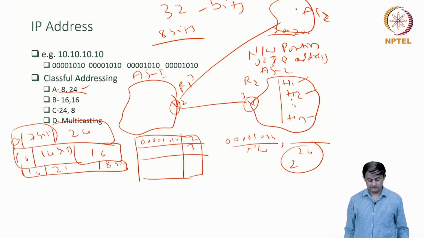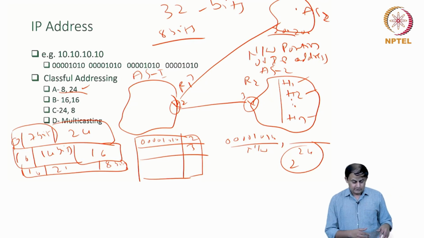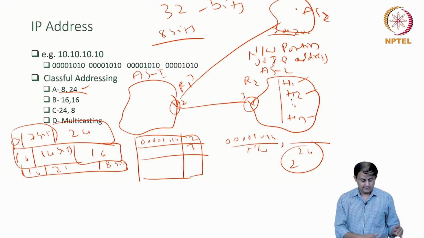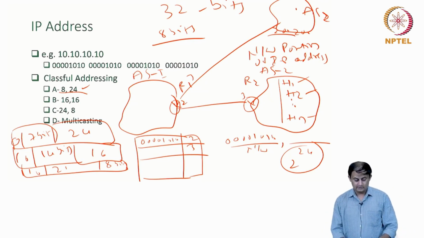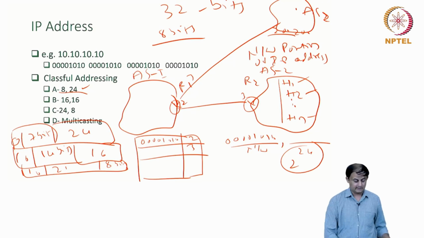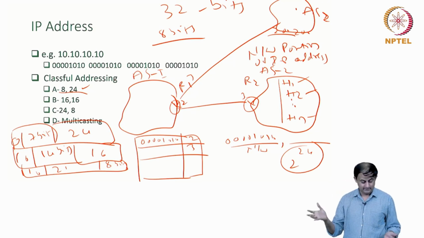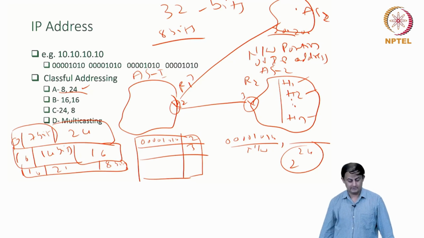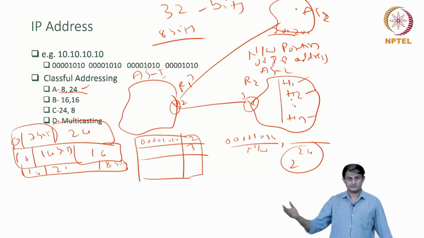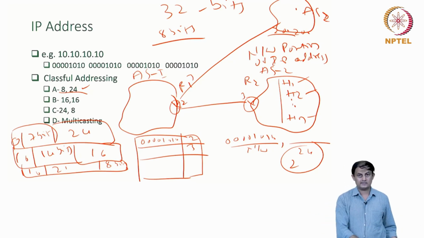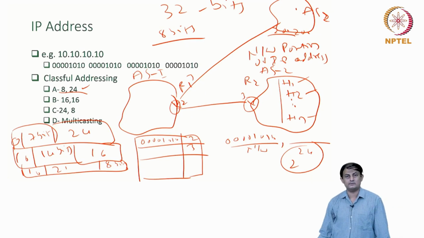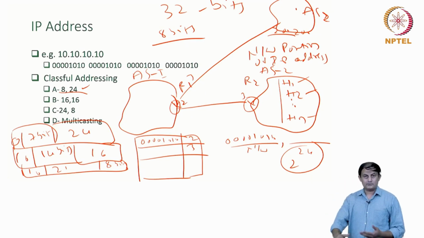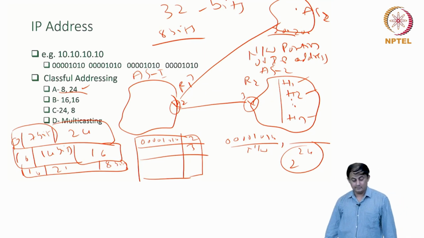So, the question is, if I use class A, then the number of routing table entries that I probably require is 2 to the power of 8. If I use a class B address, then the number of routing table entries in the router is 2 to the power of 16. And if I use a class C address, then the number of routing table entries would be 2 to the power of 24. 2 to the power of 24 is also quite a big number.